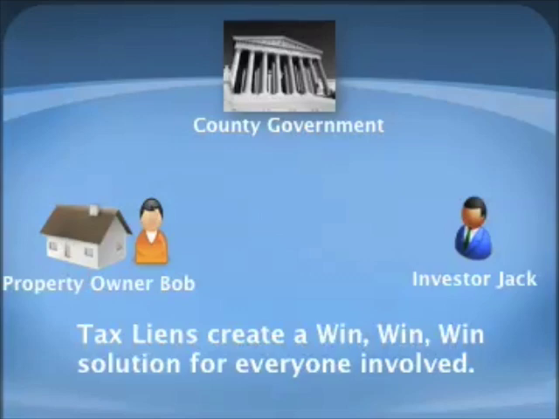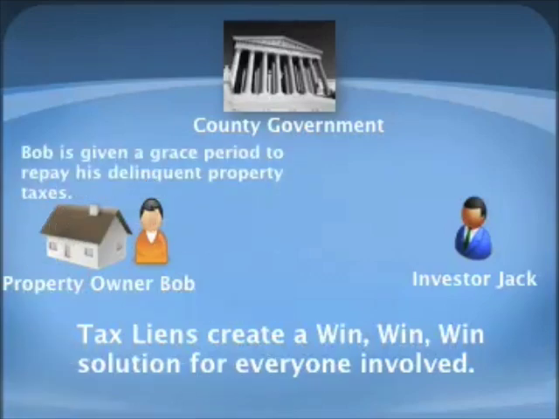Tax liens are one of the few investment strategies out there that really do create a winning situation for everyone that's involved. The property owner is given a grace period to repay his or her delinquent property taxes, which is a far cry from what a lot of European countries did at the time that this country was settled. In Europe, 250 years ago, if you were delinquent in paying your property taxes, chances are you wouldn't be a property owner very long. You'd probably be incarcerated.